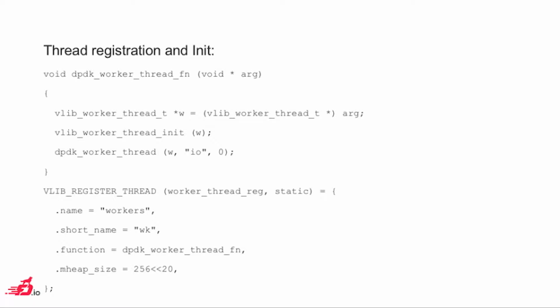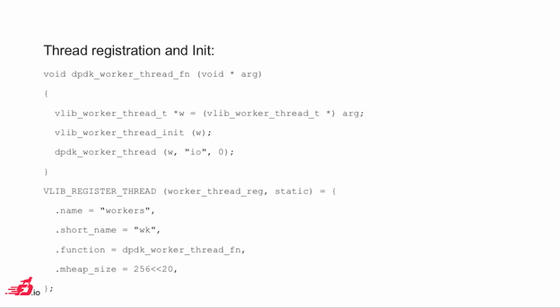You basically just put the new registration macro. You say what is the name, it's workers. There's a short name which is used in some outputs. And you say what is the main function for the thread, and heap size.